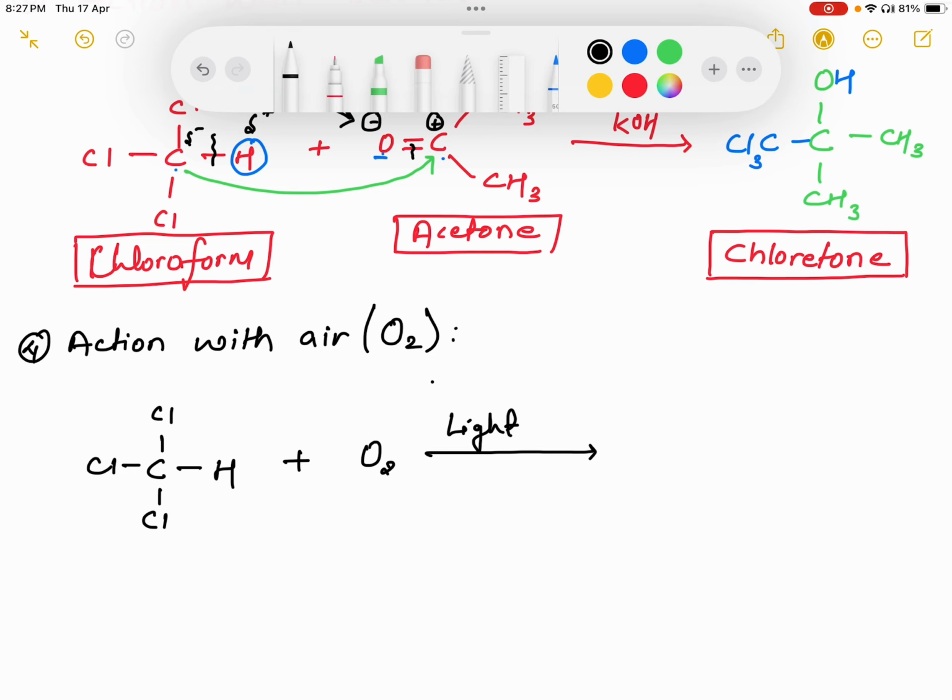So what will exactly happen in this scenario is, one of the Cl group and one of the H group, they will come out together in the form of HCl.